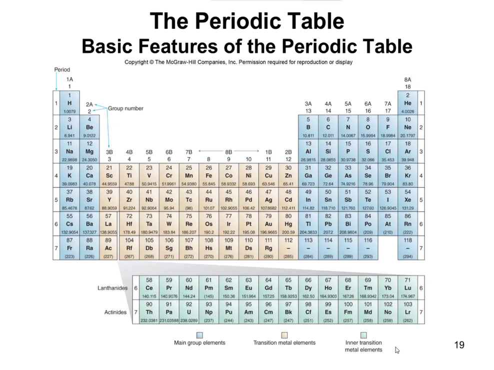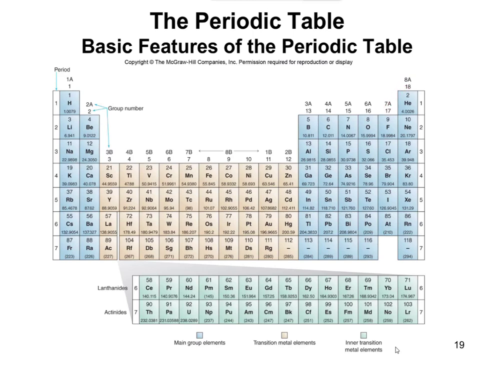Now, different periodic tables are actually numbered a little bit differently. This particular periodic table has both sets of numbers. Sometimes it's referred to as 1A, 2A, 3A, all the way up to 8A. And then sometimes it just numbers 1, 2, and then 3, 4, 5, 6, 7, 8, 9, 10, 11, 12, then 13, 14, 15, 16, 17, and 18.